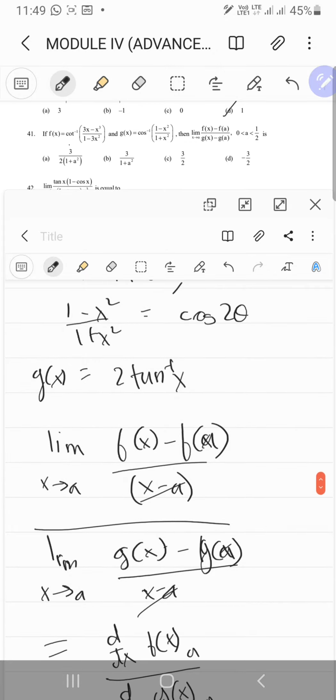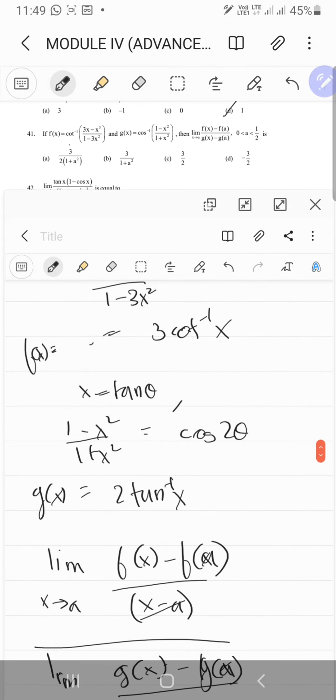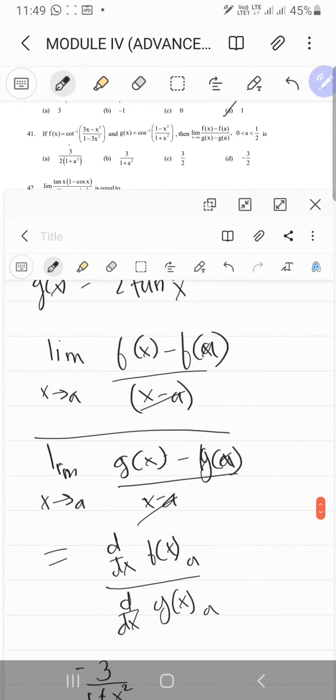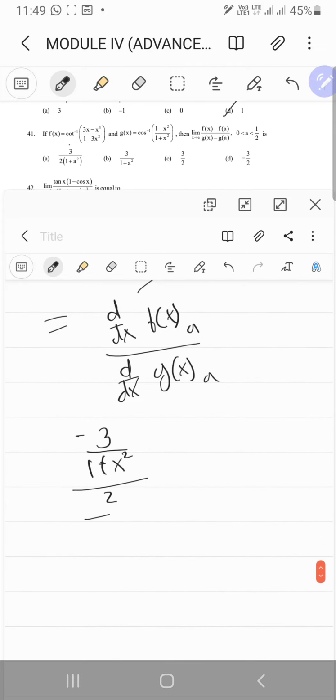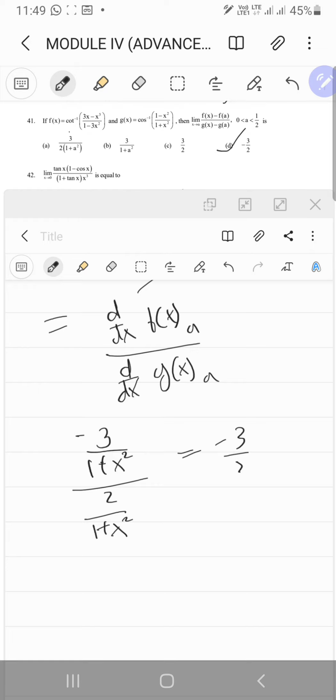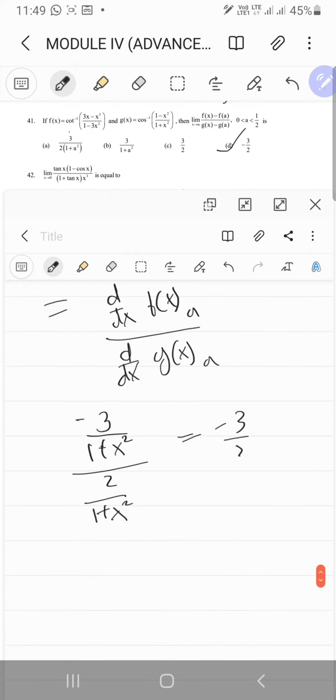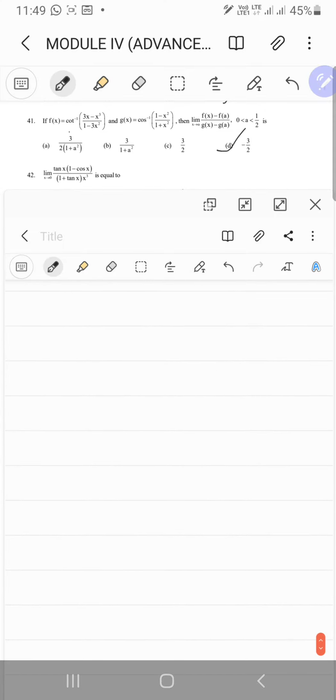So the derivative of f of x, which is 3 cotangent inverse x, is minus 3 upon 1 plus x squared. The derivative of g of x, which is 2 tan inverse x, is 2 upon 1 plus x squared. I think that should be the answer, but I won't be surprised if it's not because this question is very complicated. Anyway, next question.